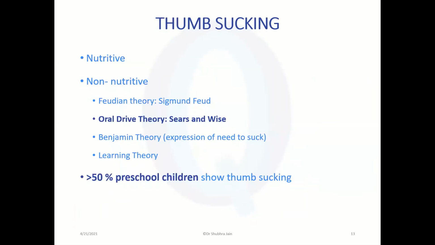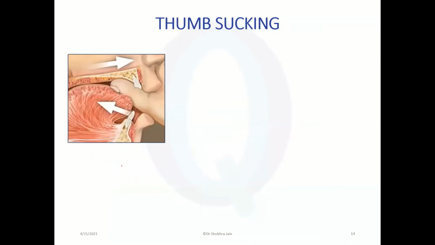The first habit that we're going to discuss is thumb sucking. So this is the classification. Again, you have to remember this. Oral drive theory has been asked in exams, so you should try to remember a few things from this classification. Next, more than 50% of preschool children show thumb sucking. This is according to one study that was done in the US. I don't know what the condition is in India, but please remember this, because sometimes this question may be asked.